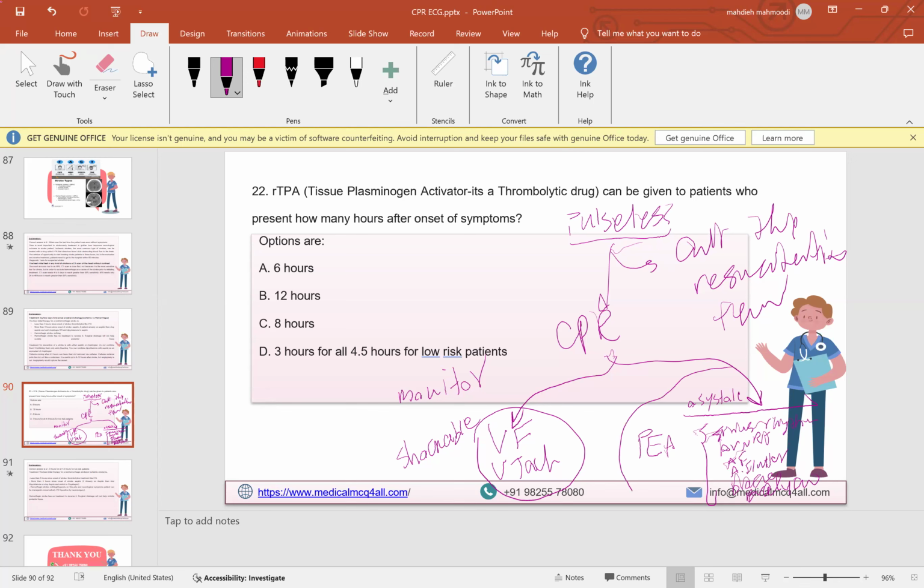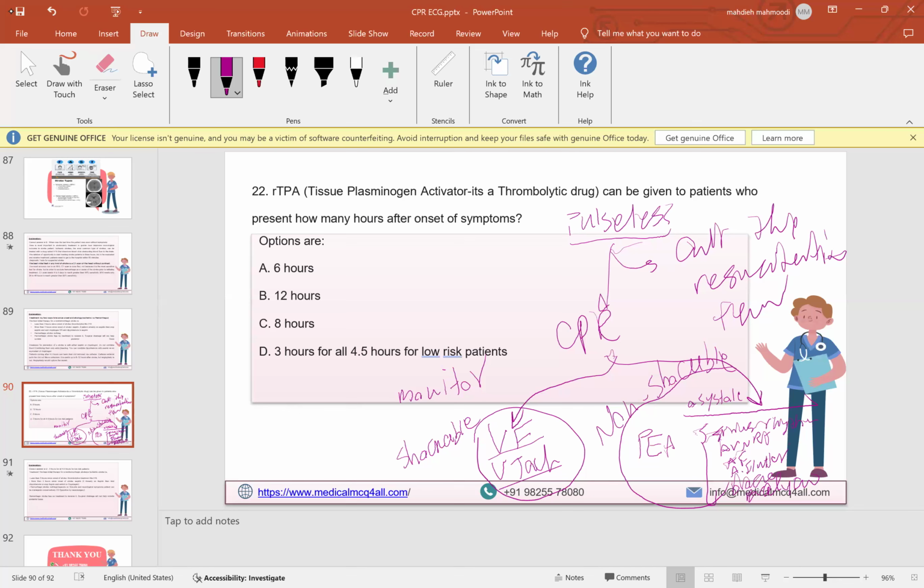These are all non-shockable. So it's better to learn like this. If your patient doesn't have a pulse and you see VF and VTAC, do the shock. Anything else you see, no need for the shock. Got it? That is shockable and non-shockable.